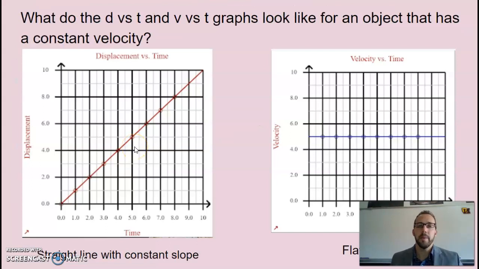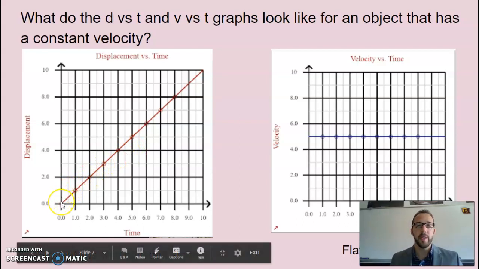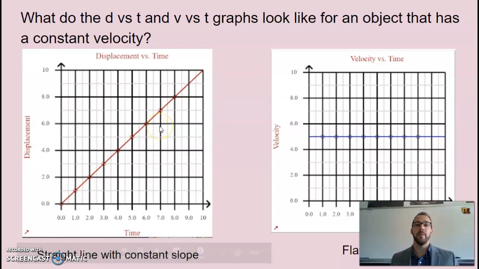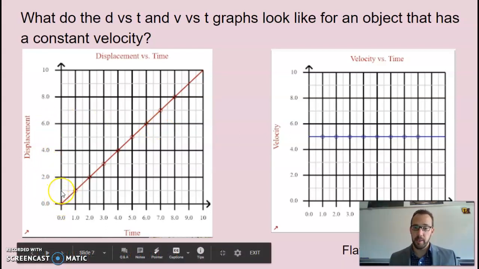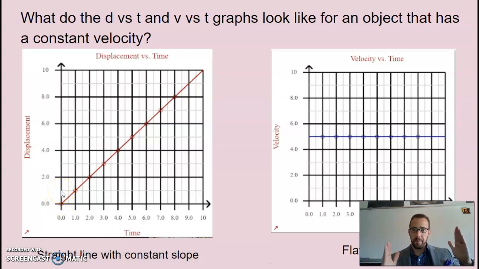So what do the displacement versus time and velocity versus time graphs look like for an object that has a constant velocity? We did a couple of labs on these, so hopefully you remember this stuff. So if you have something that's going at a constant velocity, your displacement versus time graph is going to have a nice straight line that's going to have a constant slope. That's because ultimately my displacement here is going up a particular amount. My displacement goes so far in the same amount of time every time.